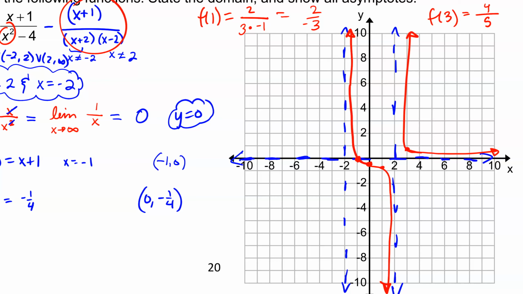Does it matter if you're playing? Well, you have to figure out which way it is. You have to figure out if it's above or below about 3. How do you get 3? Oh, this guy right here? No, like your point on the graph. Yeah, 3, 4/5 is about 0.8. It's between 0 and 1.